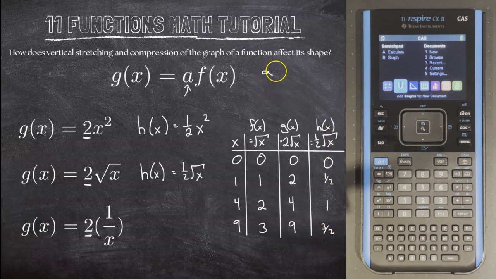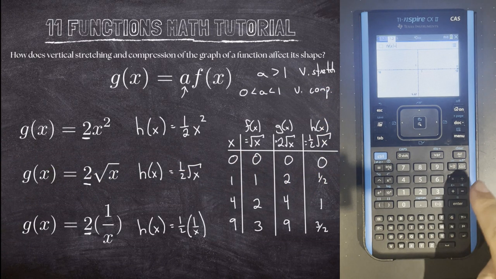So if a is greater than 1, we have a vertical stretch. And if a is between 0 and 1, we have a vertical compression. Let's take a look at that and confirm it on our graphing calculator.